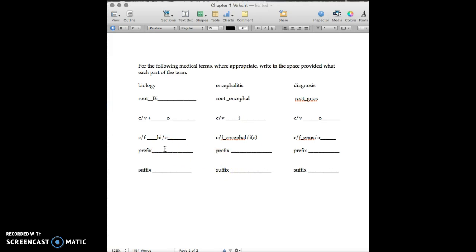Now, prefixes, you have this down pretty much, okay? Bi cannot be a prefix if it's already a root. Encephal cannot be a prefix if it is already a root. But here, we already have noso as our root, but we have something before that. Prefix, or before the root. So here we do have a prefix in the form of dia, which means complete or through.